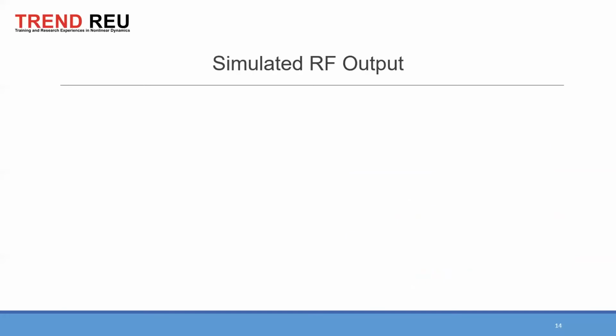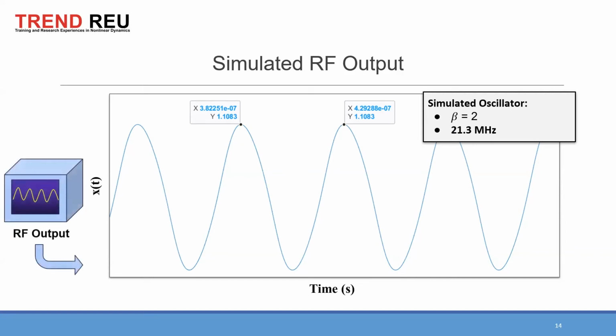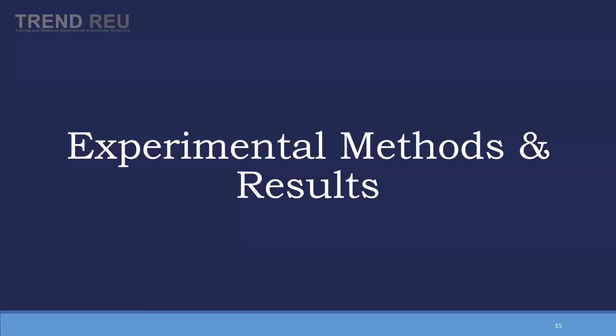So we simulated that, and this is what we got with beta equal to 2. We got an oscillation at 21.3 megahertz. Note that our bandpass filter center frequency is 21.4. And for our experimental setup, this is the RF output that we're going to measure and compare it to. And with that, I'll pass it back to Amanda.